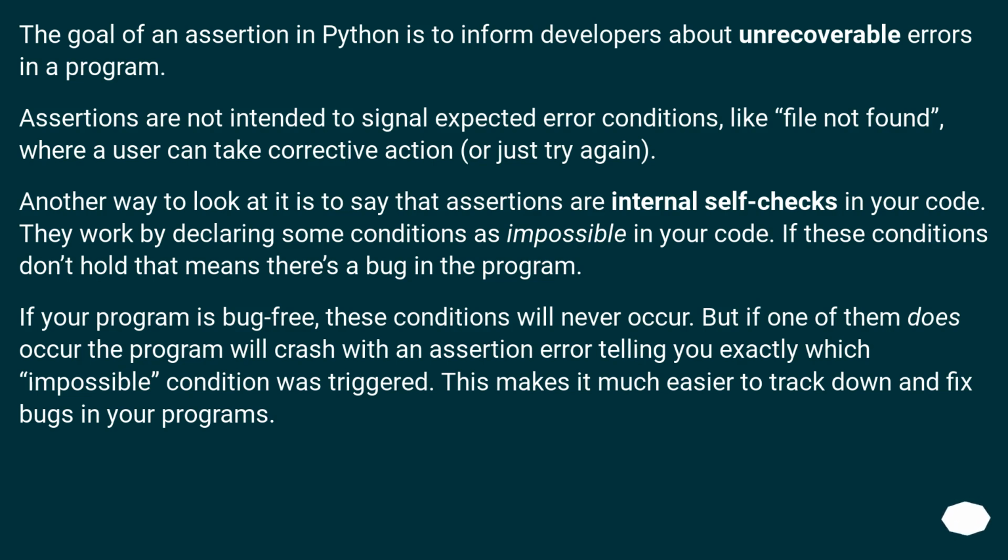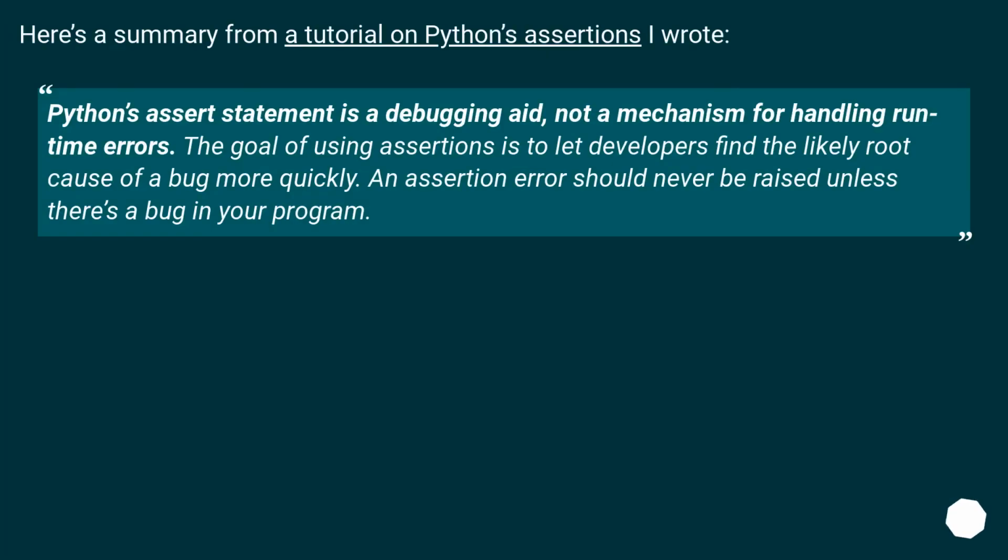But if one of them does occur, the program will crash with an assertion error telling you exactly which impossible condition was triggered. This makes it much easier to track down and fix bugs in your programs. Here's a summary from a tutorial on Python's assertions I wrote. Python's assert statement is a debugging aid, not a mechanism for handling runtime errors. The goal of using assertions is to let developers find the likely root cause of a bug more quickly. An assertion error should never be raised unless there is a bug in your program.